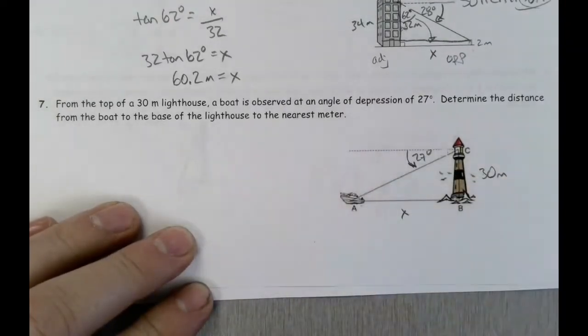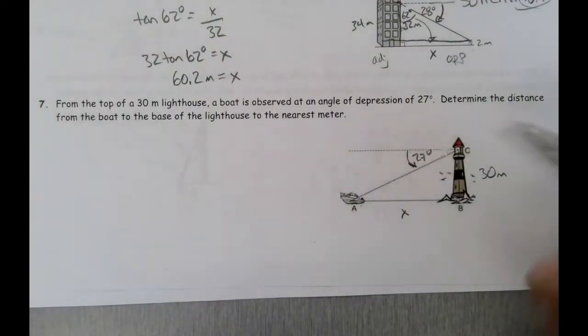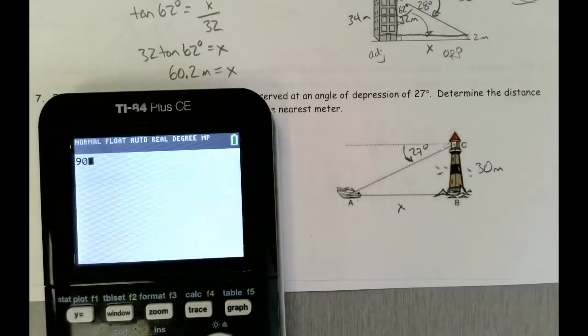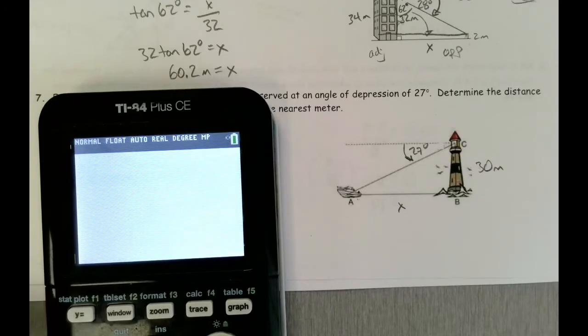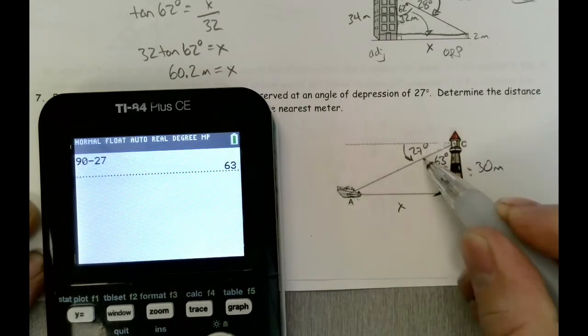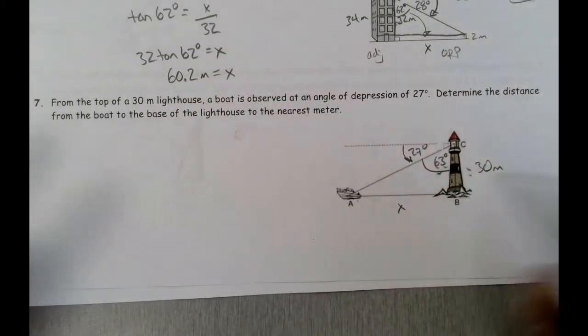Let's call that x. Okay, well, once again, I don't have the angle in the triangle. I've got this angle of depression out here. To get the angle in the triangle, I might go 90 minus 27, and I get 63 degrees right there. Good. So there's my angle inside my triangle here, and that's what's going to allow me to define the sides.